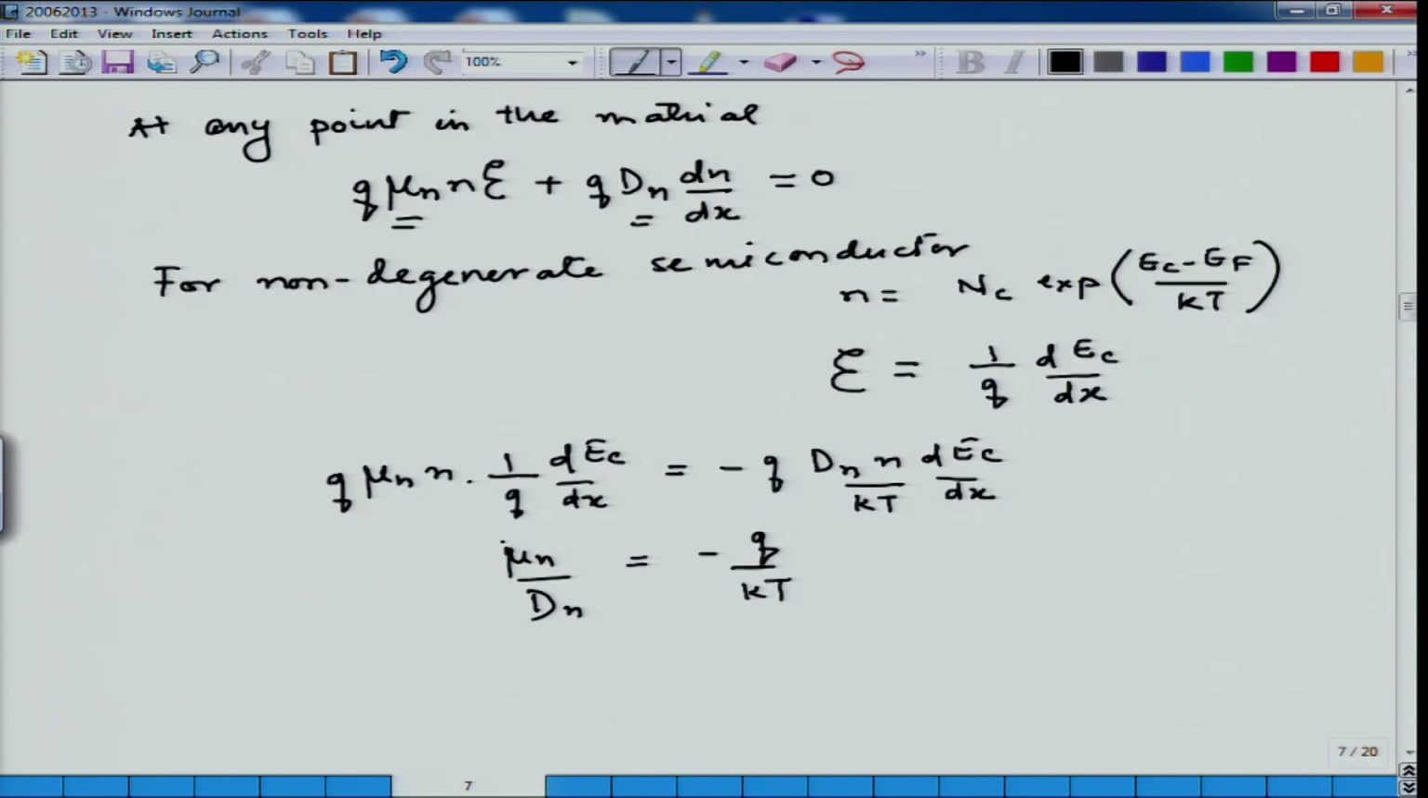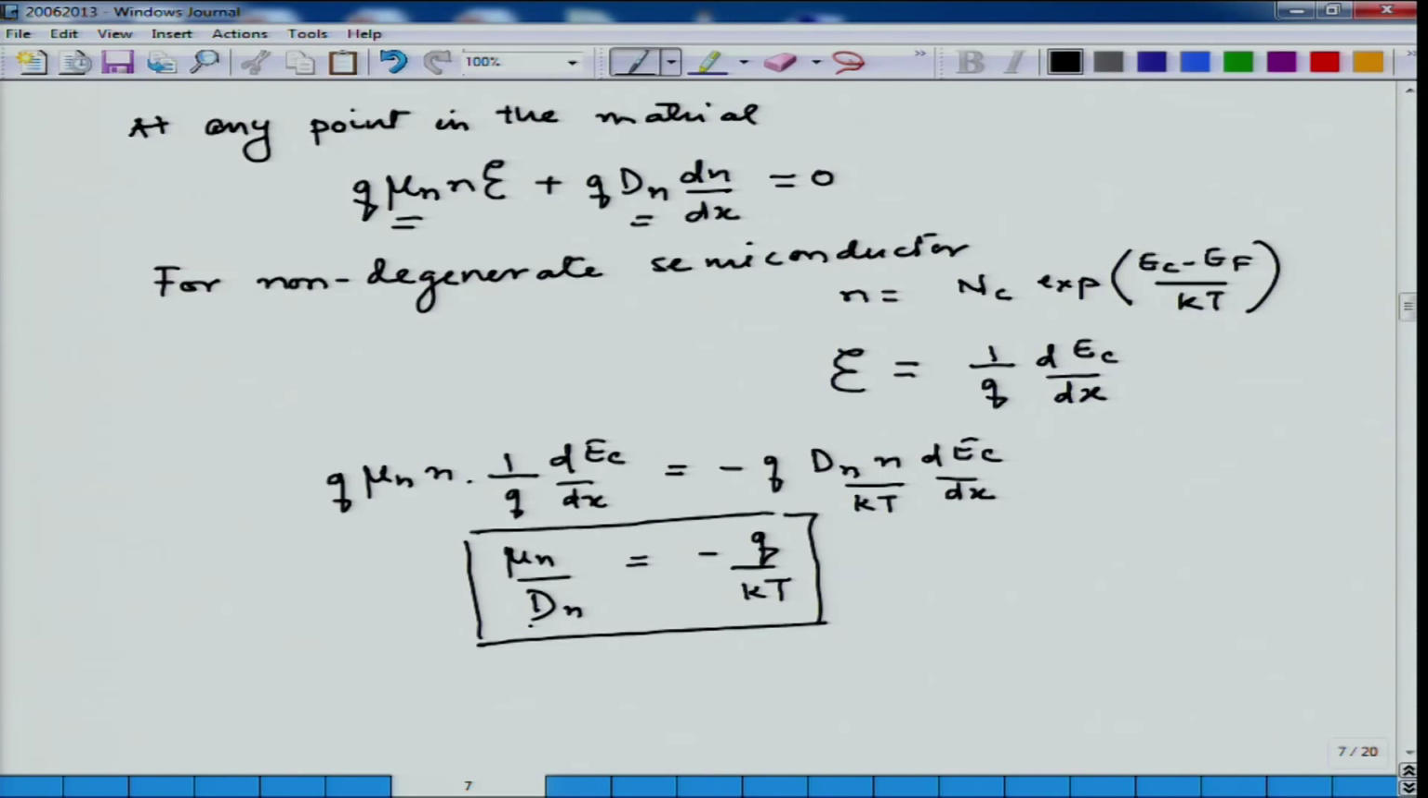Now, this is very interesting. What it is saying is that the carrier mobility divided by the carrier diffusion coefficient ratio, this ratio is a constant. It only depends on the charge of the carrier, which is electron charge, Boltzmann constant, and the temperature. And this then immediately says that if I know my mobility of carrier, I can calculate what is the diffusion coefficient for that carrier. And let me take an example here.